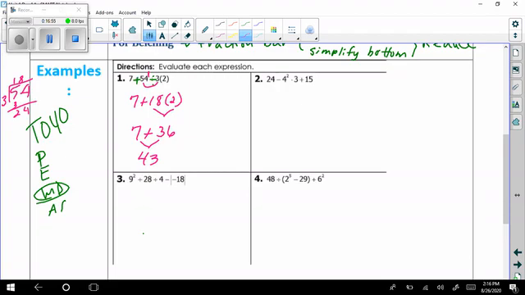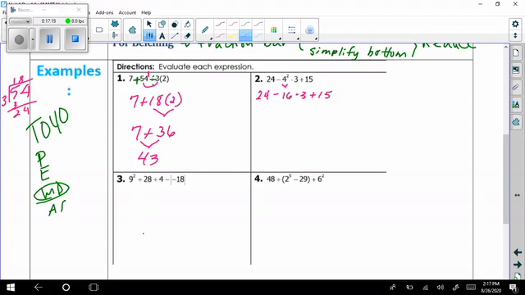Number 2. I do have an exponent in here, and I have some multiplication. So parentheses, nope, exponents, yes. So 4 squared. 4 squared is 16. So I'm going to have 24 minus 16 times 3 plus 15.